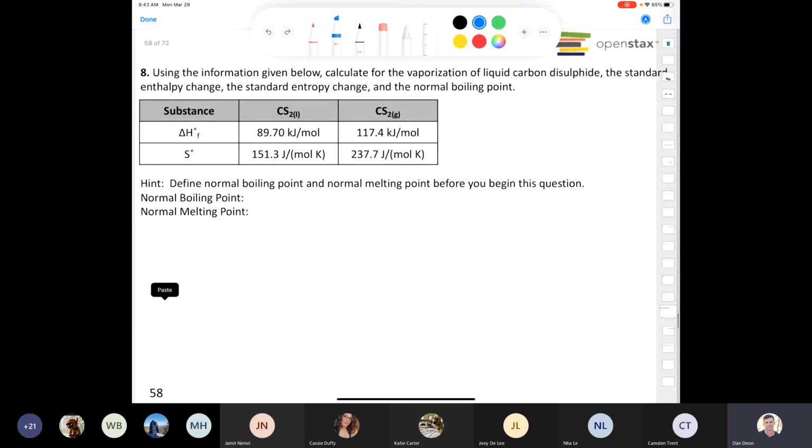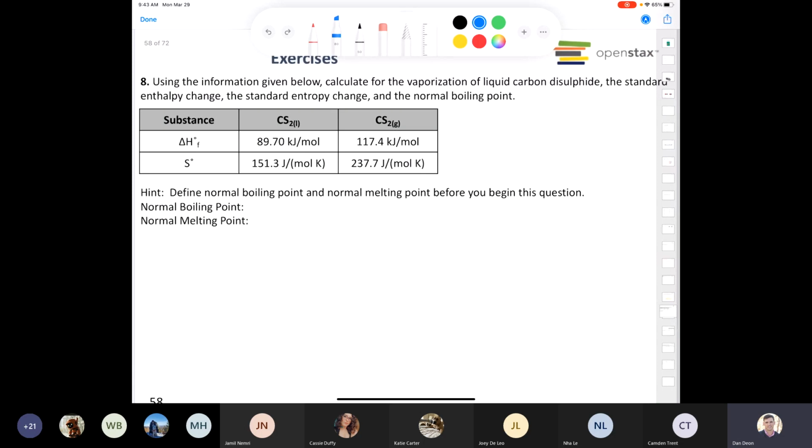It's in a similar vein. It says, use the information that's given here to calculate for the vaporization of liquid carbon disulfide, the standard enthalpy change. So we'll kind of break these up. So we'll call this A, the standard enthalpy change, B, the standard entropy change, and C, the normal boiling point. Well, what the heck is going on here? It's telling us that the values that we have here are for the vaporization of liquid carbon disulfide. What's vaporization? Vaporization is going from a liquid to a gas. And so that's what's happening here. We're taking carbon disulfide in the liquid phase and we're converting it into carbon disulfide in the gaseous phase.